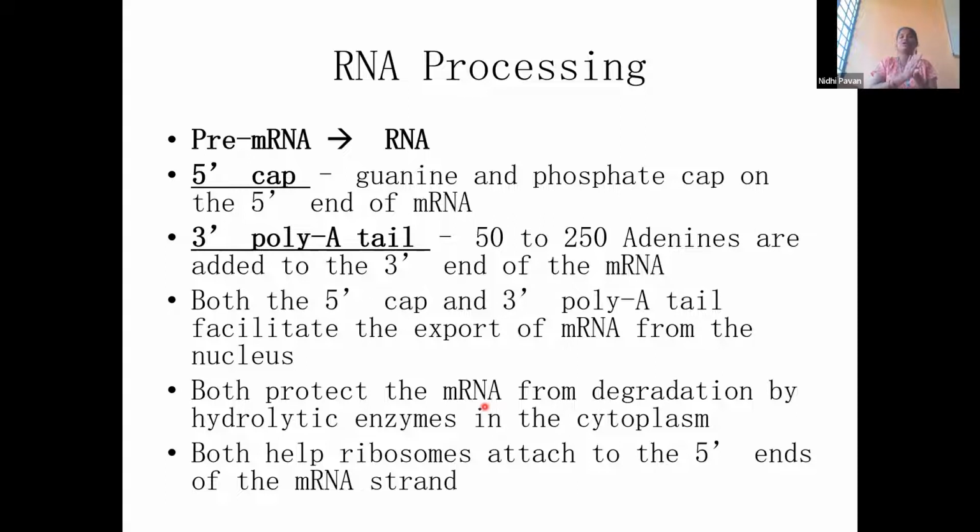Hydrolytic means the enzymes which are known to break down whatever the content is. So to protect the RNA which is formed from those hydrolytic enzymes, both the ends will be covered. The first end is covered with a cap, the last end is covered with a poly A tail, so that the inner RNA region will not be broken down, will not be acted on by the hydrolytic enzyme. Okay, so both help ribosomes attach to the 5 prime end of the mRNA strand. Then later, attachment of ribosomes means the translation begins. This is regarding the transcription. Okay, I hope the concept of transcription is clear.